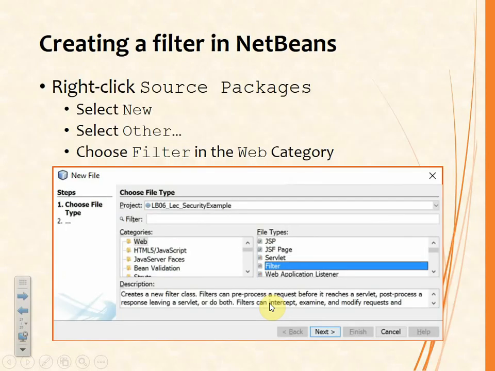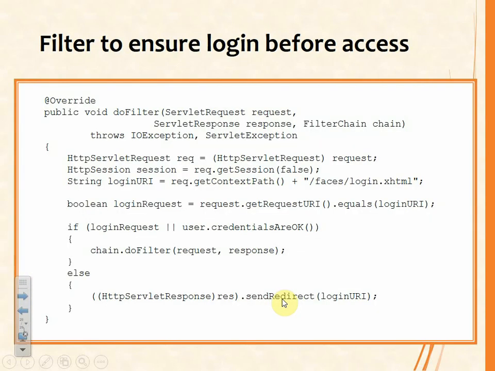How do we set up a filter in NetBeans? If you right click on source packages and select new, other, and then choose filter in the web category, as we're doing here, then click on next, you'll be able to supply the class name, the filter name, a package name, and so on, in the way that you're used to doing when you're creating classes in NetBeans. And then you'll be able to write your code similar to what we've just looked at.